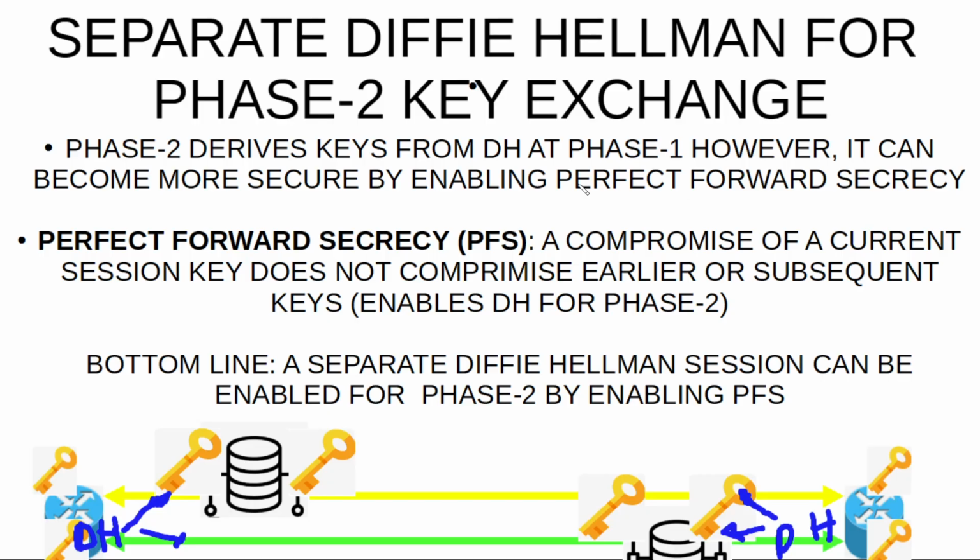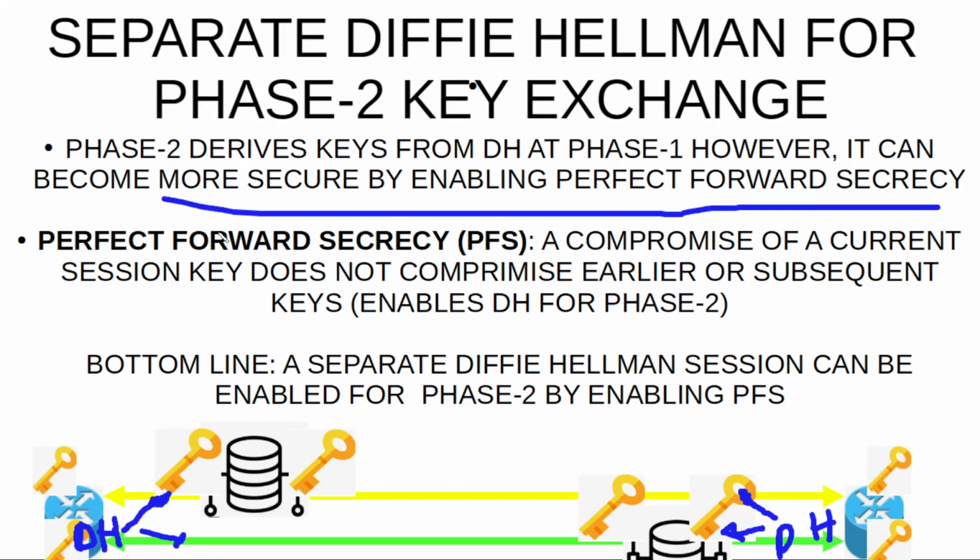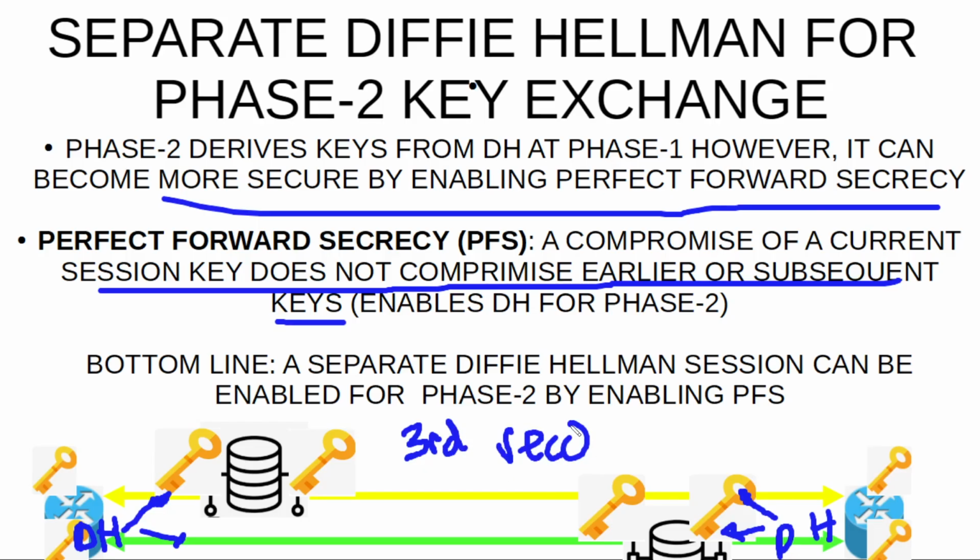So this process can be more secure by enabling perfect forward secrecy. By using perfect forward secrecy, a compromise of a current session key does not compromise earlier or subsequent keys. What happens if a third party is actually recording an IPSEC session?